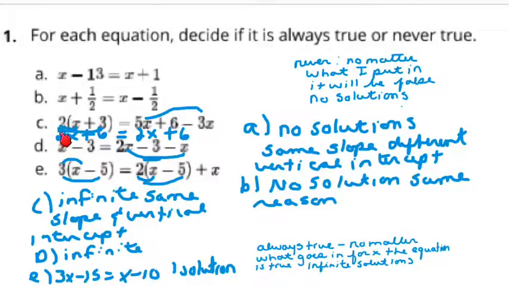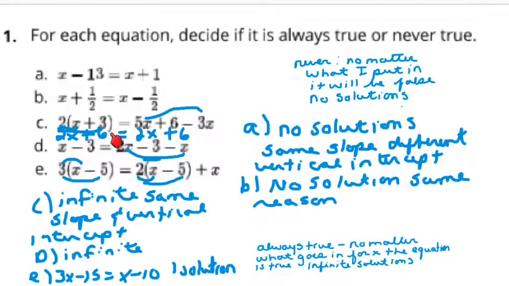C, you have to do a little work to simplify so that you can see what the slopes and the y-intercepts are. 2 times x is 2x, and 2 times 3 is 6. So this side is 2x plus 6. And here when you combine the 5x with the -3x, I'm combining like terms. 5x plus -3x is 2x. So that means both sides are really 2x plus 6.